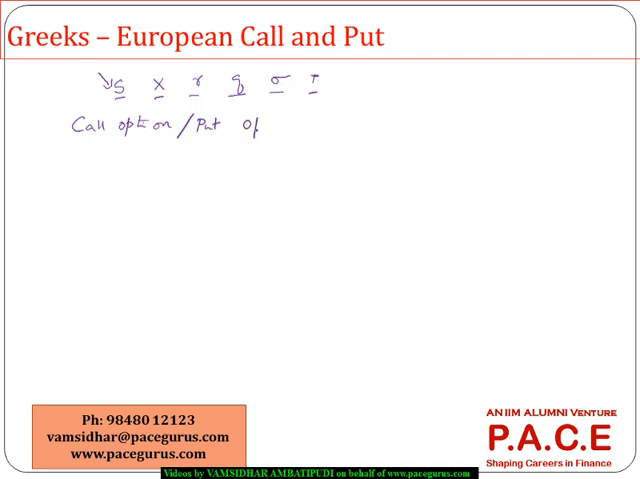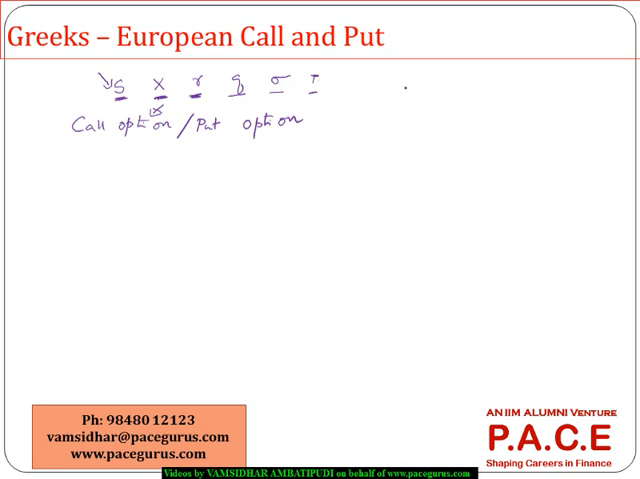What if the underlying spot price changes by 1 unit? What would be the impact on the price of the call option? Or if the strike price increases by 1 unit, what would be the impact on the price of the call option? What if the risk-free rate of return changes, let's say, from 6% to 6.5%? How is the option premium, whether it is call or put, getting impacted?